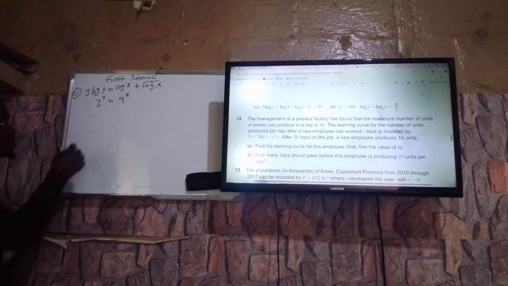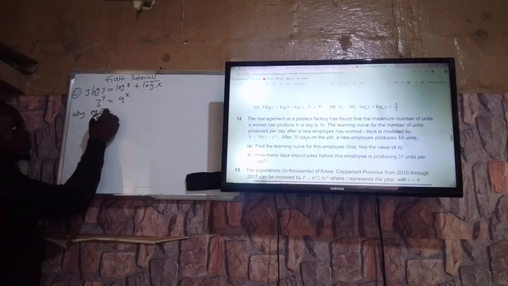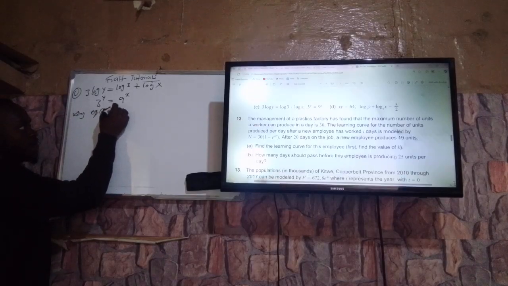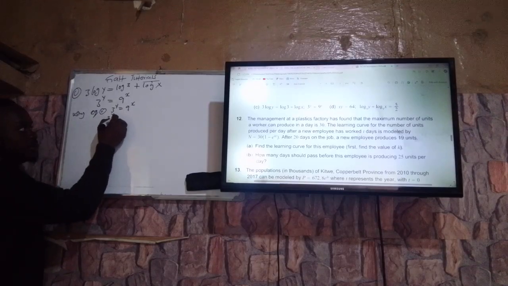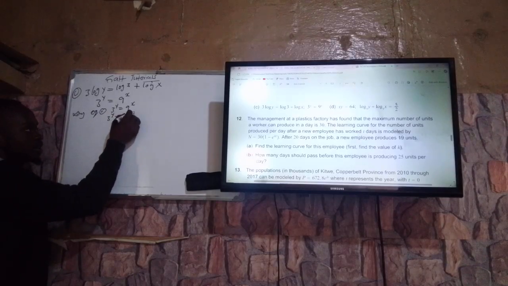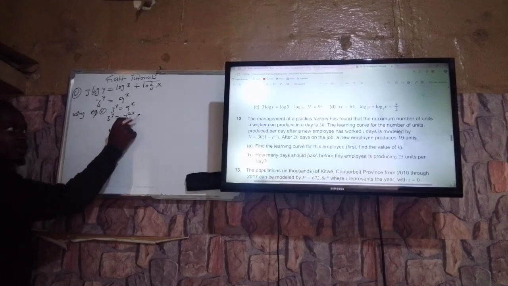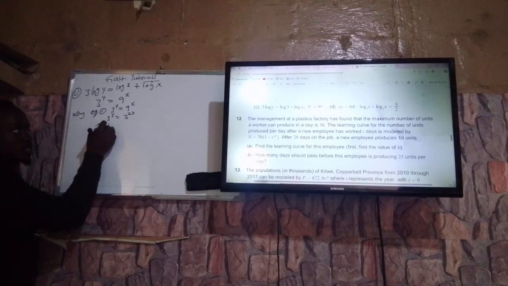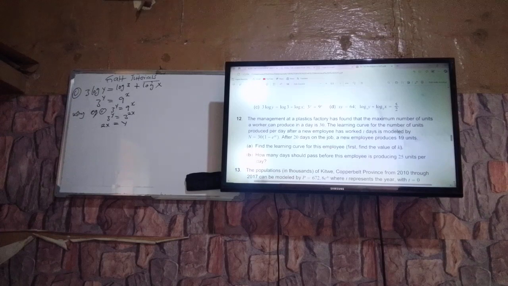Obviously, the simplest to use is equation 2. Using equation 2, I have 3 power y equals 9 power x. This can be written as 3 power y equals 3 power 2x. Am I correct? Yes. 3 squared is 9, so I broke down the 9 to be 3 power 2. If they have the same bases, it means that 2x is equal to what? y. This is what we have.